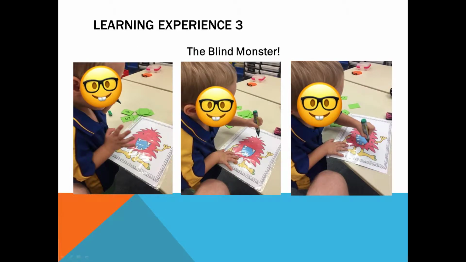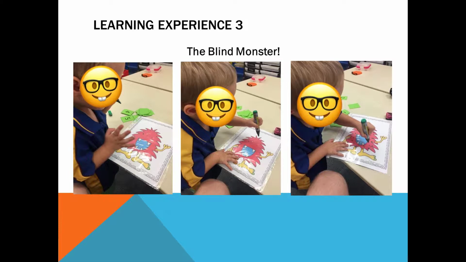The last activity we did was called the blind monster. So the idea was to draw eyes for the monster so that he could see, because he was blind at the moment. There were cards numbered 1 to 10 and they were upside down. So B was instructed to flip a card over and draw that many eyes on the monster, and then to turn another card over and put more eyes on the monster. And as he put the eyes on the monster, he had to count them out one at a time out loud.